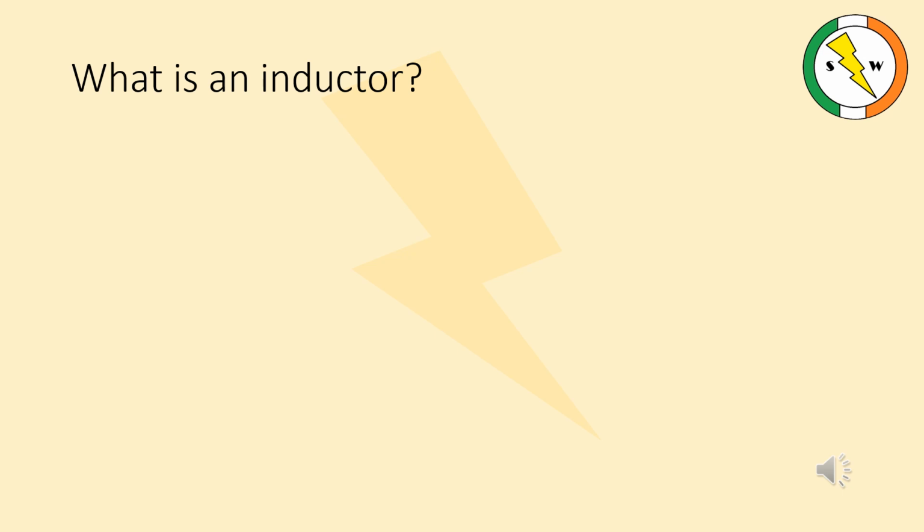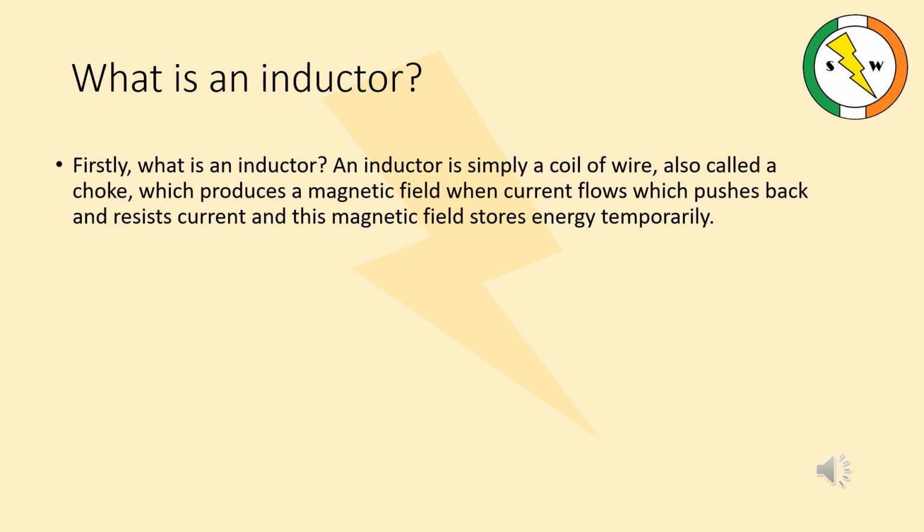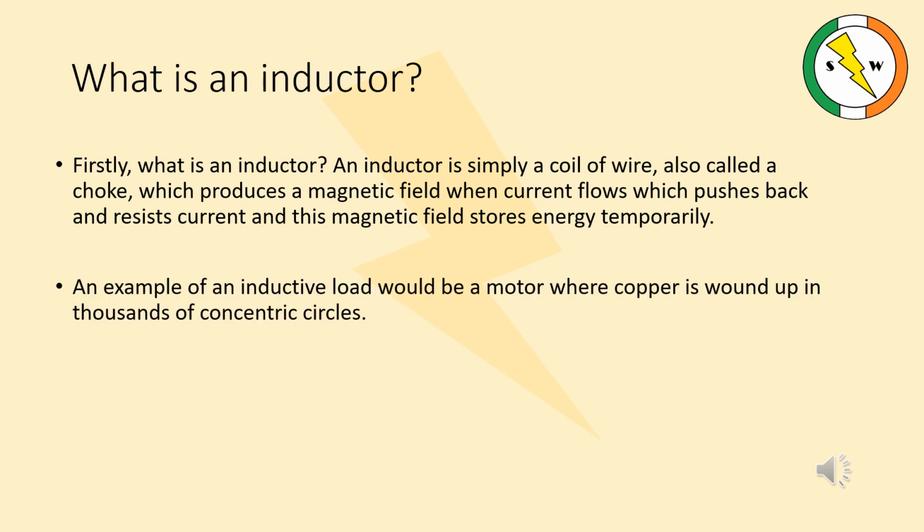Firstly, what is an inductor? An inductor is simply a coil of wire, also called a choke, which produces a magnetic field when current flows, which pushes back and resists current, and this magnetic field stores energy temporarily. An example of an inductive load would be a motor where copper is wound up in coils.